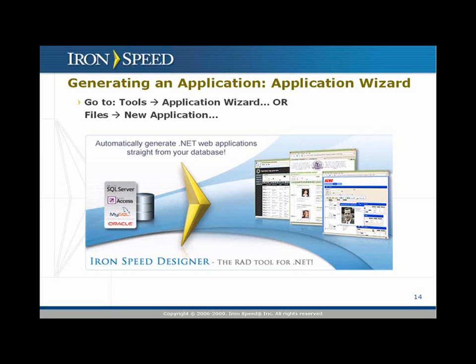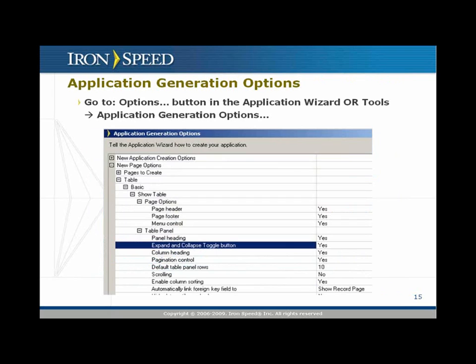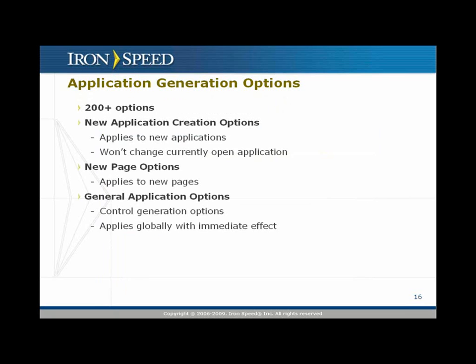I'm not going to spend a whole lot of time discussing this in slide form. Instead, I want to demonstrate this using IronSpeed Designer. But I do want to call your attention to one very important feature of the application wizard, and that's the application generation options dialog, which you access in the application wizard by clicking the options button, or later on from the pull-down menu called Tools.